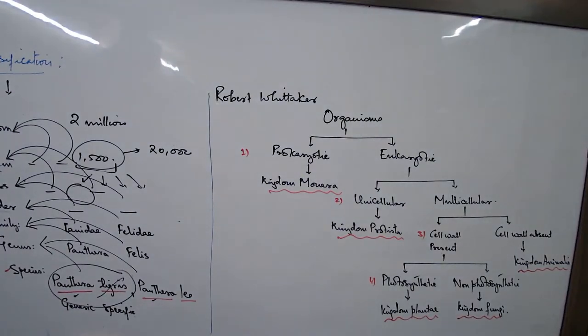And then next is animalia. When I talk about animalia, what would be some features? The plant kingdom is also divided into five. Yeah. That we'll talk later. We talk about the animals. What would be some basic characteristics of animals? Heterotrophic. They are heterotrophic.